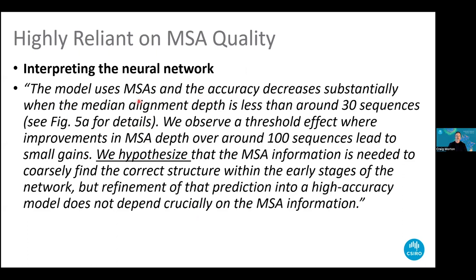The accuracy of the model using multiple sequence alignments actually decreases substantially if the median alignment depth, so the number of sequences that match well, is less than around 30 sequences. We also observe a threshold effect where improvements in depth over about 100 sequences lead to small gains. So there comes a point over 100 sequences where adding a few more sequences to the alignment doesn't really help. We hypothesize, and I've underlined that bit, that the MSA information is needed to coarsely find the correct structure within the early stages, but refinement does not depend crucially on the MSA information.